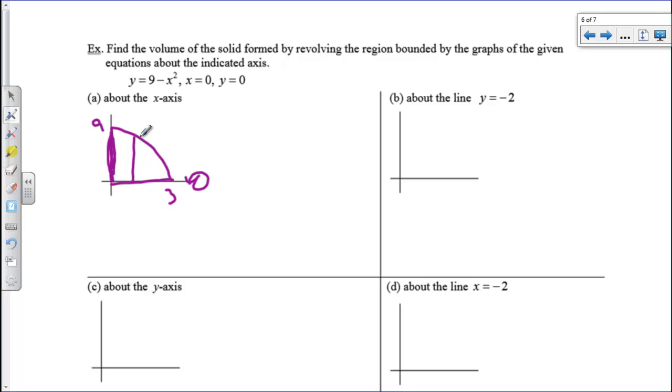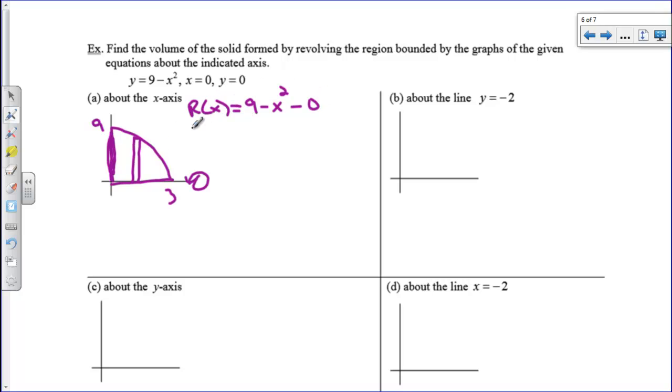Take any cross-section right here, and we're going to find what that radius is. The radius is the distance of top minus bottom. Just always remember top minus bottom. How far is it from this graph down to y equals 0? And that's going to be your radius. And that is the top function, which is 9 minus x squared, minus the bottom function. The bottom function is y equals 0, and I really don't need to write the minus 0 part. So that is my radius.